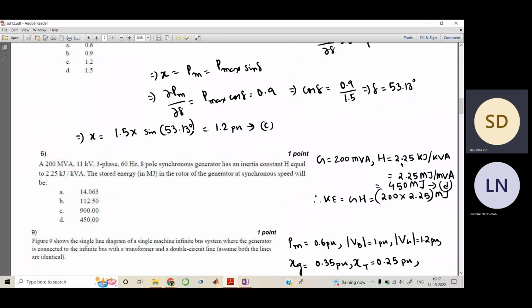What I want to say is that your H, the unit is kilojoule per kVA, right? And both the numerator and denominator have kVA, so easily you can replace it, I mean, write it as megajoule per MVA. It doesn't make any change. Hence, you can multiply this and it comes out to be 450 megajoule, which is your option D. So I hope it was clear. Pretty simple problem.